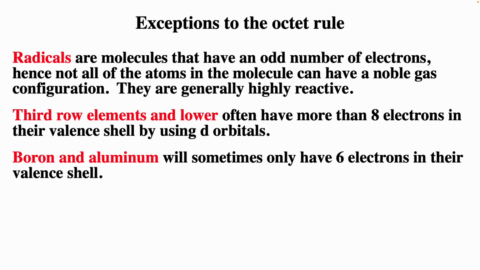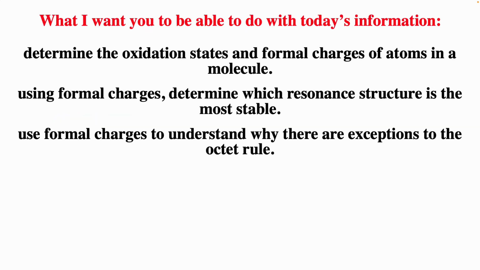And so we can understand the exceptions to the octet rule based on formal charges. We saw that elements in the third row and lower often have more than 8, so we saw that with xenon and sulfur. Boron and aluminum sometimes have only 6 valence electrons, and we saw that with 3 single bonds, boron would have a formal charge of 0. So hopefully you can determine oxidation states and formal charges of atoms and molecules. You should be able to use formal charge to determine which resonance structure and which isomer is the most stable. You can also use formal charge to understand why there are exceptions to the octet rule. I hope that was helpful.